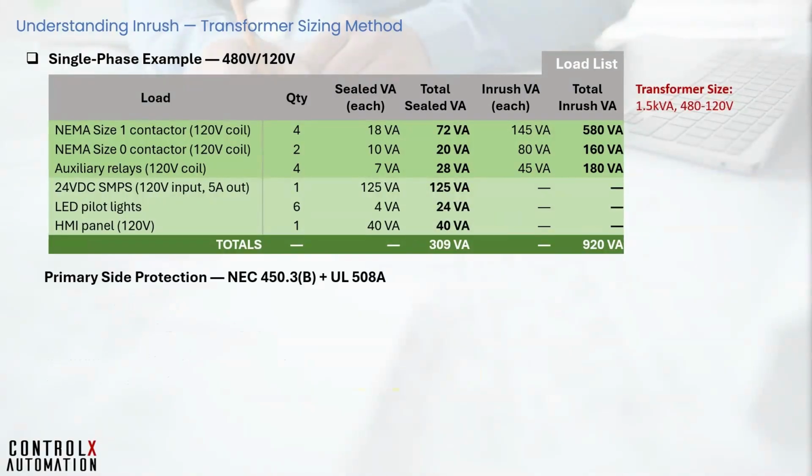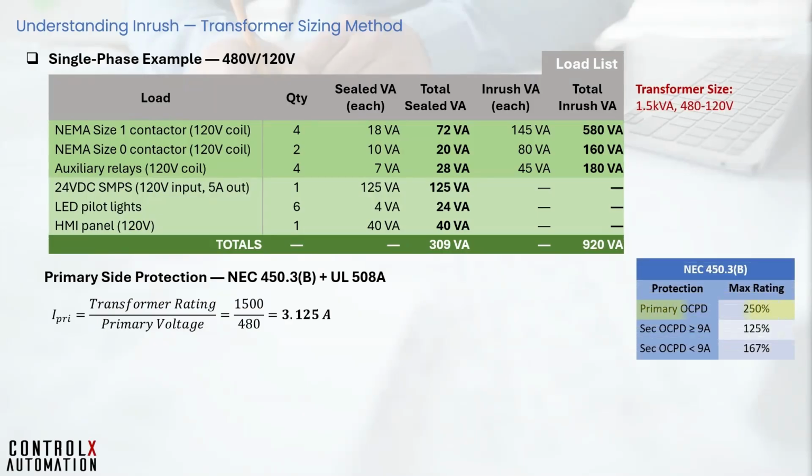Now that the transformer size has been determined, we need to incorporate protection on both the transformer primary and secondary. Let's start with the primary side protection. The full load primary current when the transformer is loaded to 1500 VA is the transformer rating divided by the primary voltage, which gives us 3.125 amps.